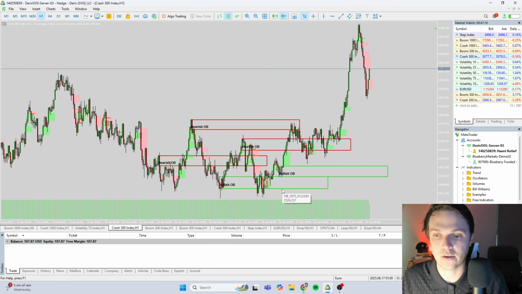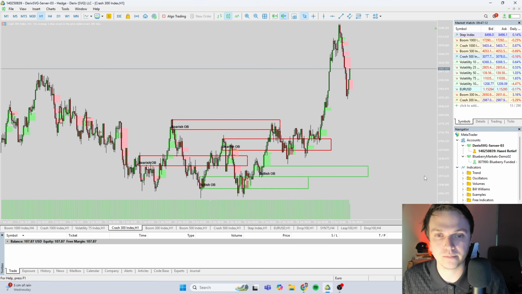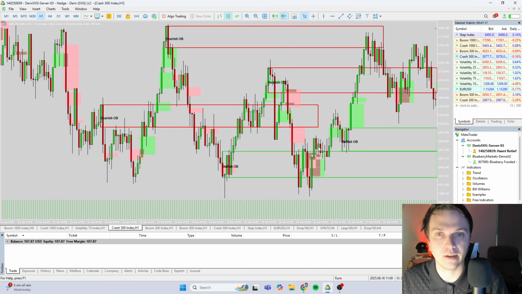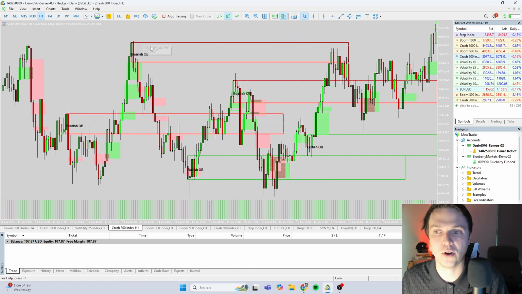We've got Crash 300 here. Let's zoom in a little bit. You can see here's the bearish order block at the top. You can see how it retested there with the fair value gaps and everything for that sell to the downside. We don't really want to take buys, but even if you like buys, you can see this nice buy to the top here, over there.